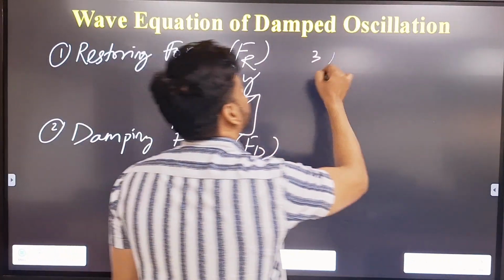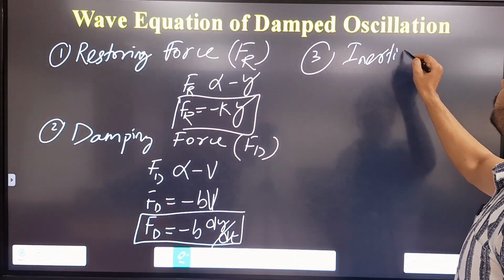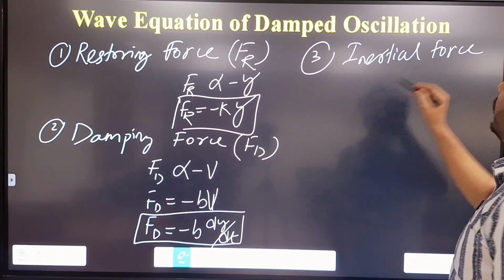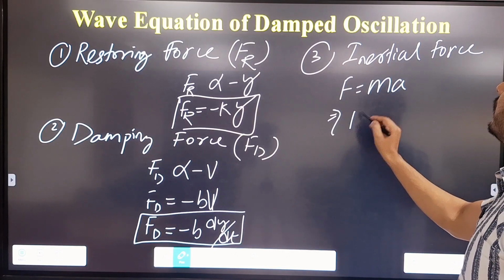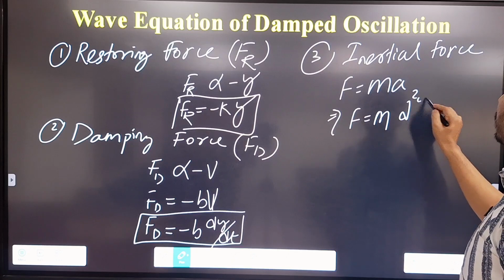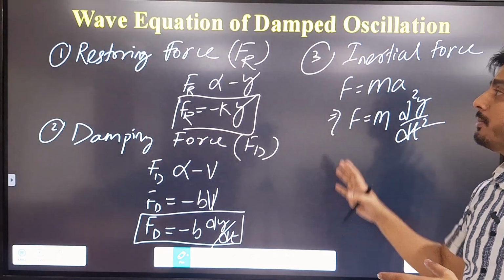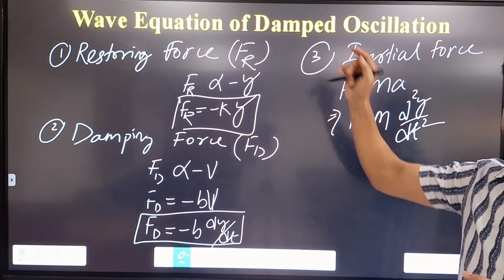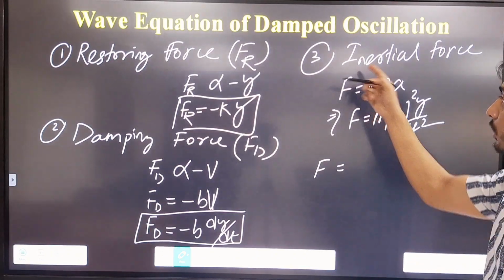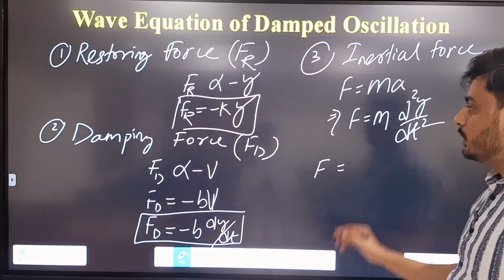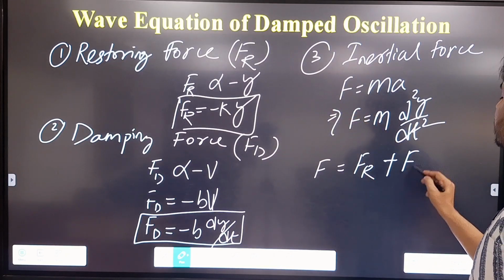Then another type of force is the inertial force. Inertial force means, as we already know, F equals ma, or we can write F equals m d square y by dt square. So these three forces are involved in the vibration of a damped motion or damped oscillation. So what happens in equilibrium? The resultant force or the inertial force is balanced by the opposing force. So this is equal to the restoring force plus the damping force.